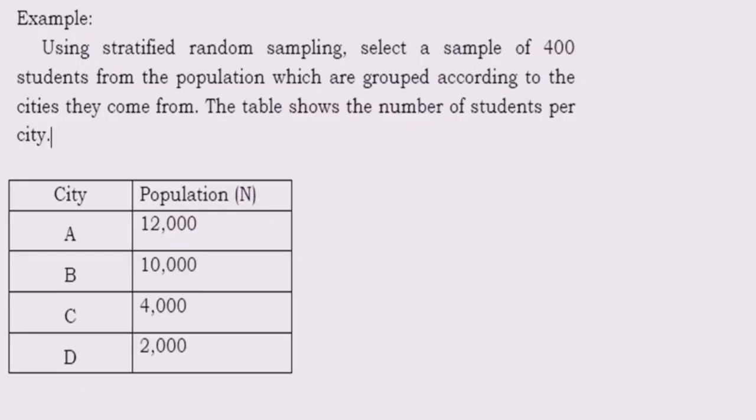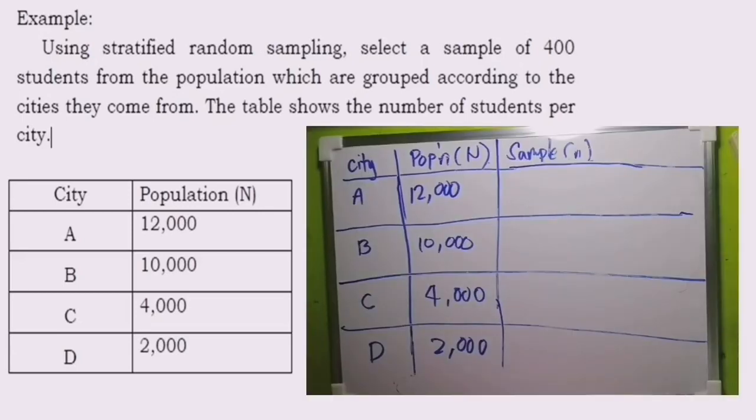For example, using stratified random sampling, select a sample of 400 students from the population which are grouped according to the cities they come from. The table shows the number of students per city.